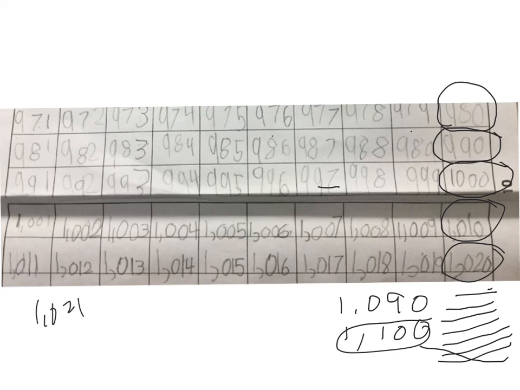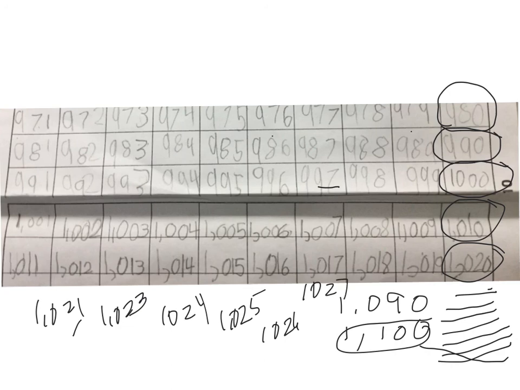1,021, 1,022, 1,023, 1,024, 1,025, 1,026, 1,027, 1,028, 1,029, and 1,030. The beauty of math is with the number chart, your number grid.